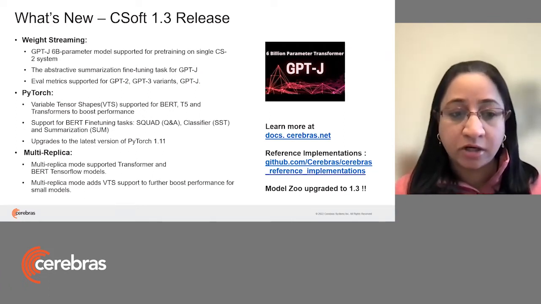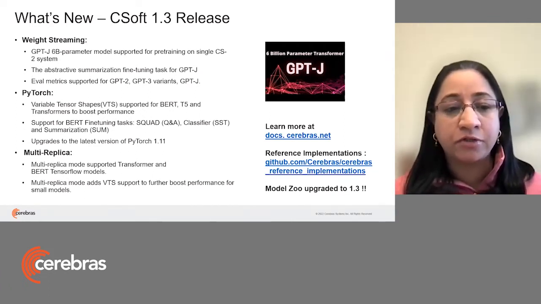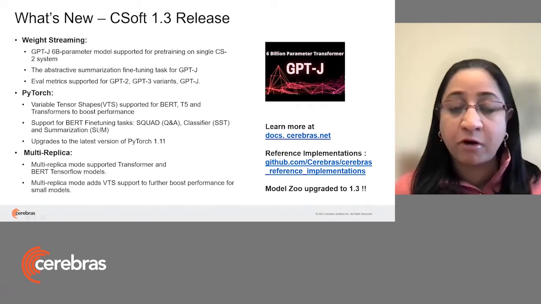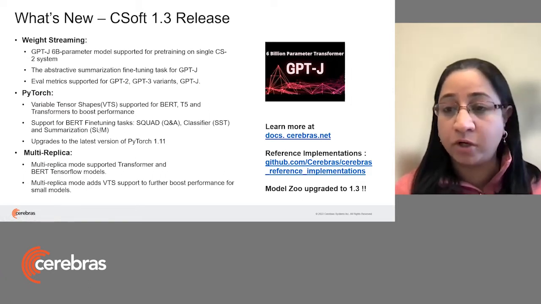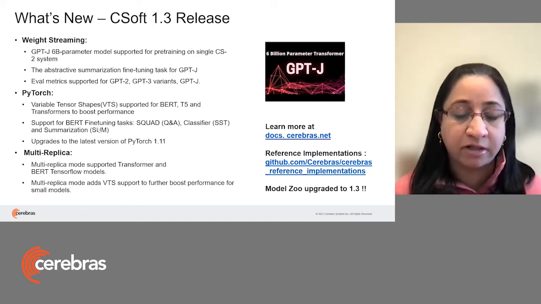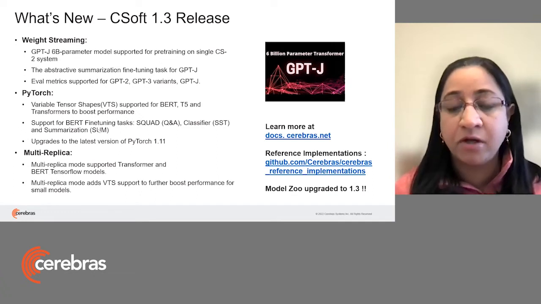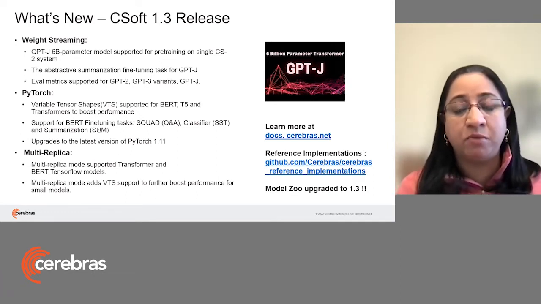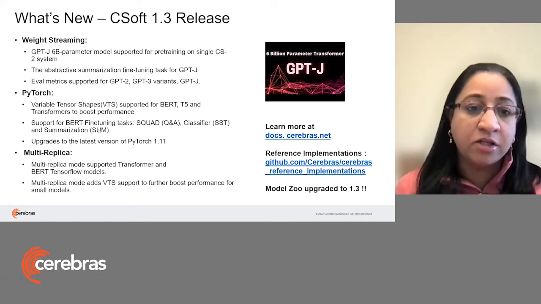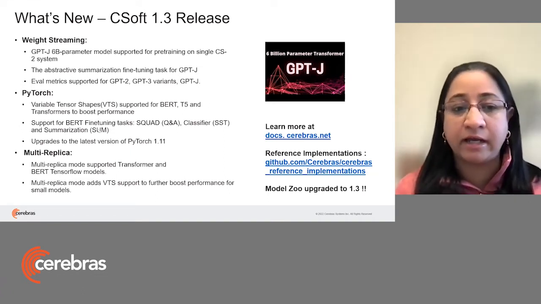Shifting gears to PyTorch, we are now moving towards enhancing and further boosting its performance. So 1.3 brings support for variable tensor shapes. We are now able to support different shapes for the tensors, and because of this, it can minimize the padding and the tokens that you would use. We support this for BERT, T5, and transformer models, and they're all part of our model zoo that's upgraded to 1.3.